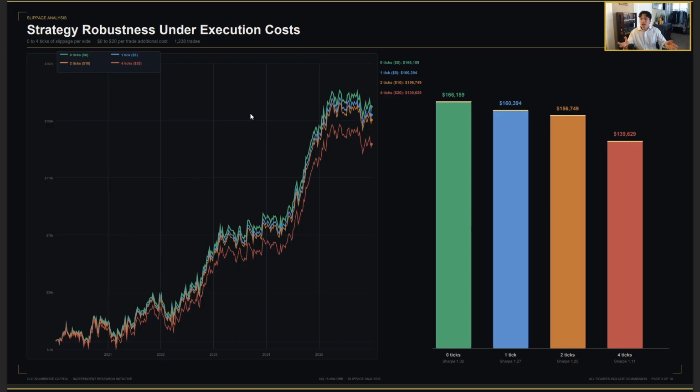I knew this one was going to be not much of an issue given that this strategy trades once a day, so we're really statistically only going to see a little bit of a degradation.